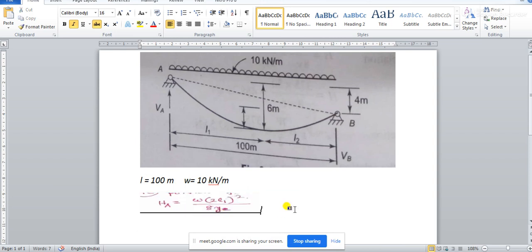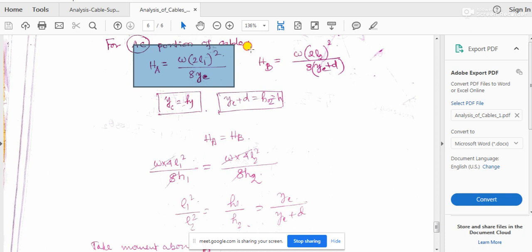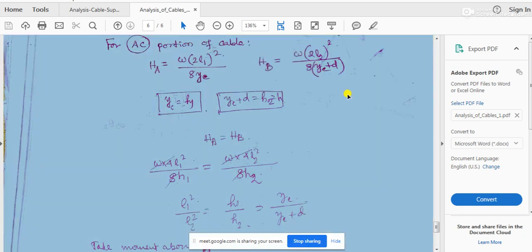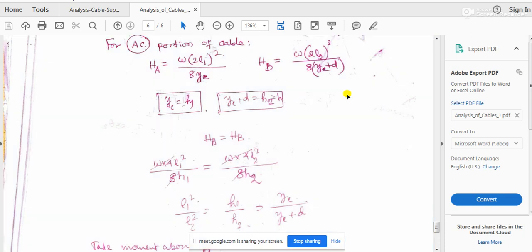And what is the value of HB? I am not bothered about HB's value, because you know HA is equal to HB. So if you want to find the horizontal component of force, this HA, then you need to know the value of this L1. How do you find the value of L1? The value of L1 can be found using this formula, because from HA equal to HB we have got this equation, right?